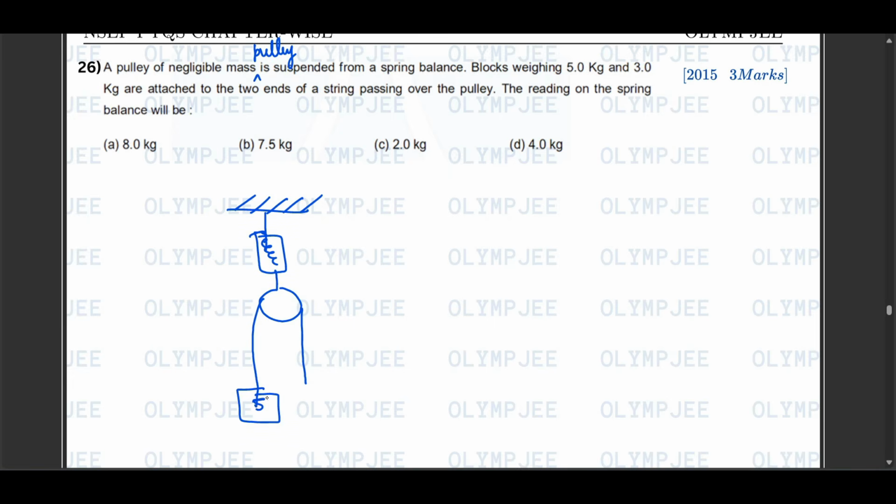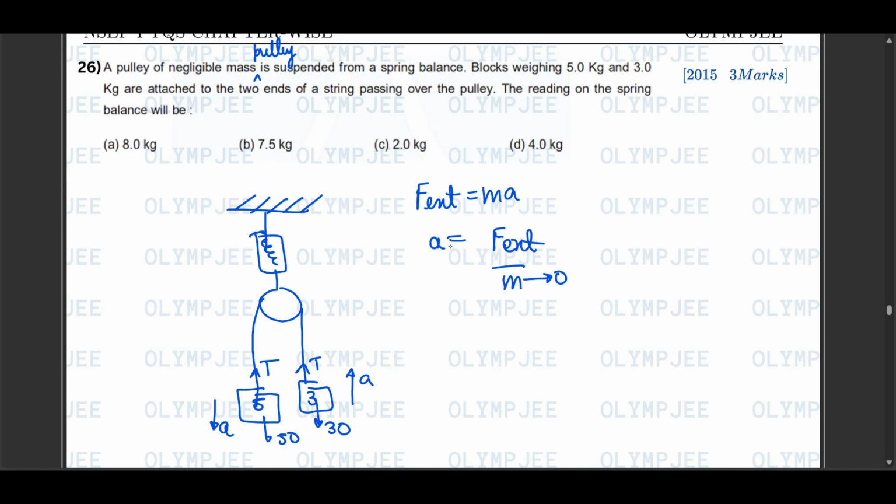5 kg here and 3 kg here. So tension will be acting in the upwards direction on the blocks. This will be 50. Since this is greater than 30, acceleration will be in this direction and this direction. Since this pulley is massless, the force on it should be 0, because we know that F external is equal to mass into acceleration. So acceleration is equal to F external by mass, and if this does not tend to 0, then acceleration will be infinite. So this should be of 0 by 0 form for acceleration to be finite.